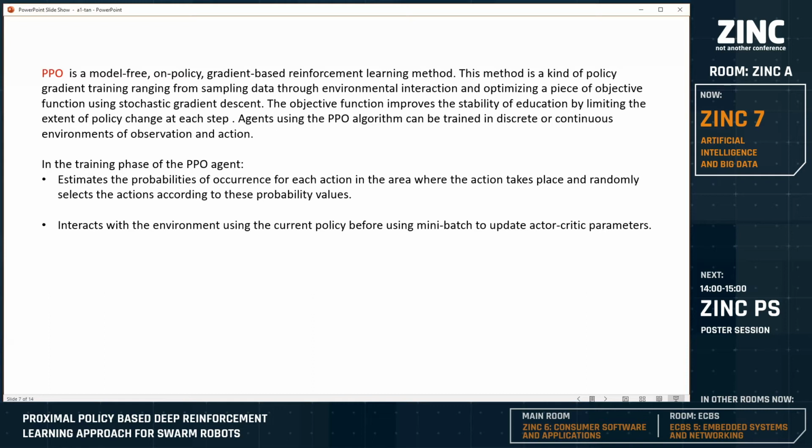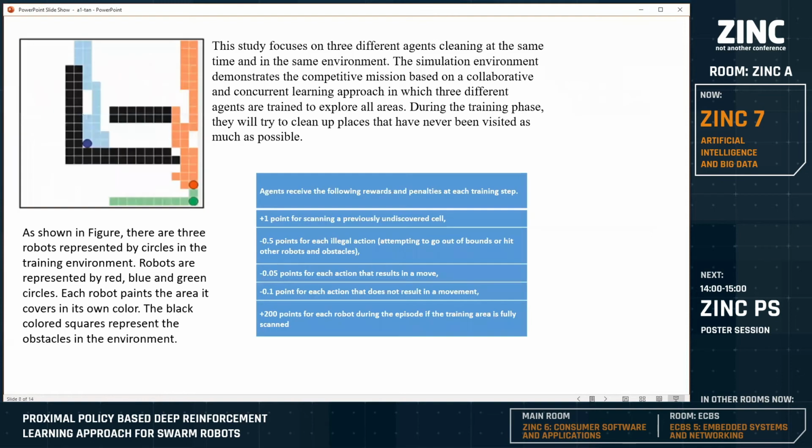In the training phase of the PPO agents, the agent estimates the probabilities of occurrence for each action in the area where the action takes place and randomly selects the actions according to these probability values. It interacts with the environment using the current policy before using a mini batch to update actor critic parameters.